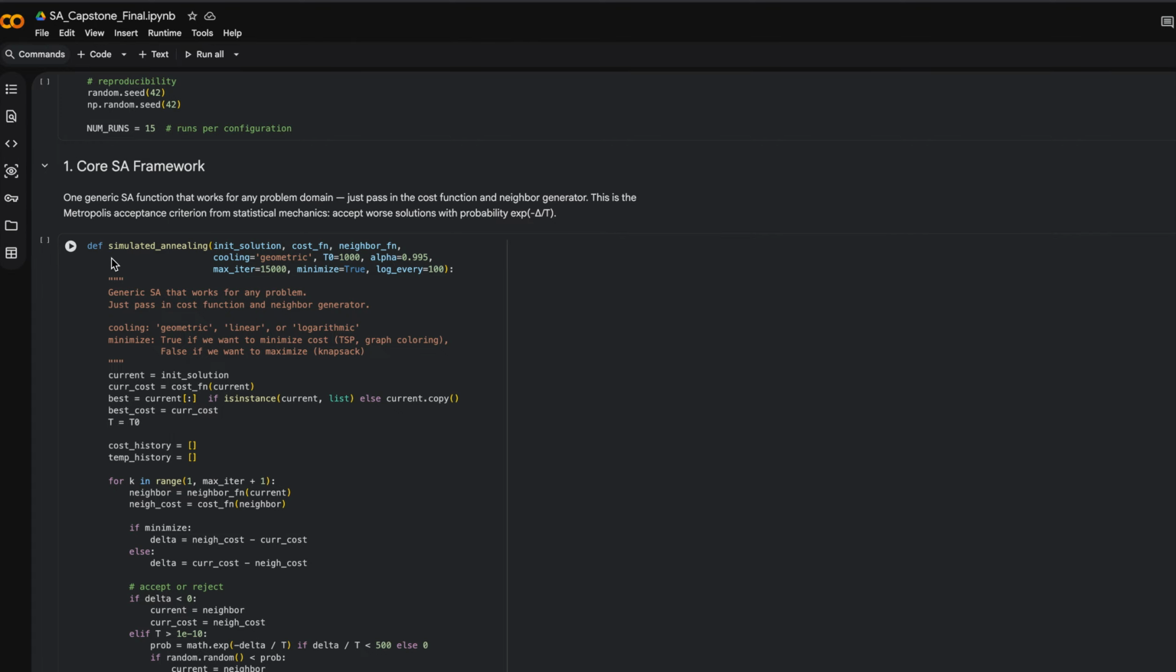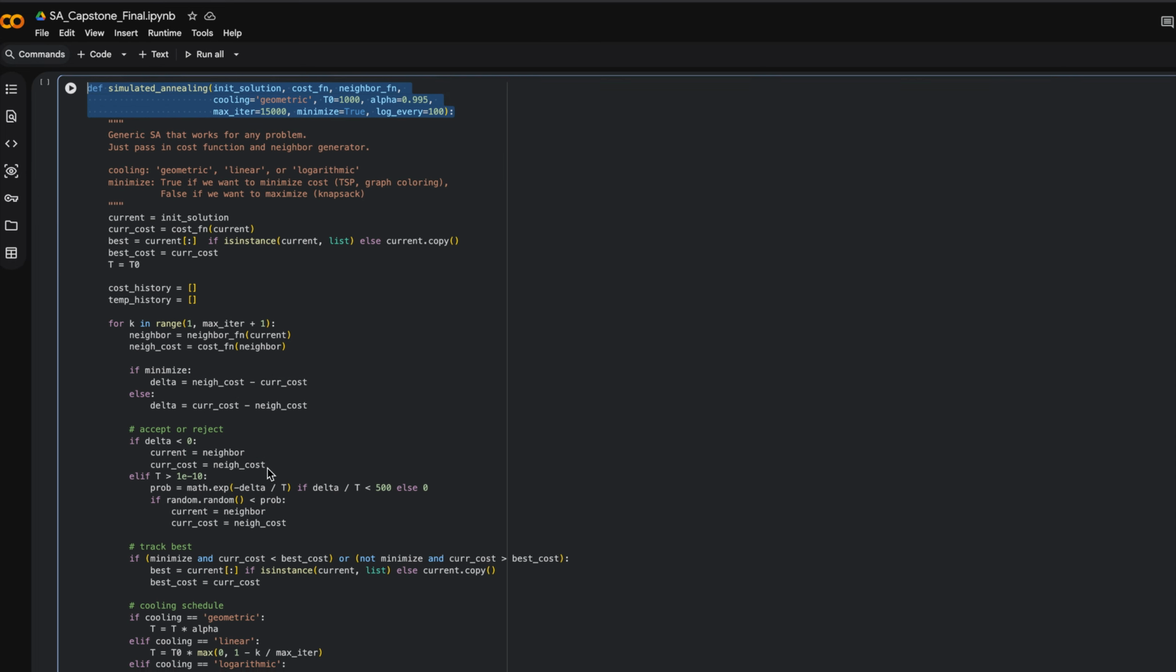These are just the inputs. So this is basically a modular design. One function, three inputs: initial solution, cost function, neighbor generator. Swap these per domain and the same algorithm works for any problem.